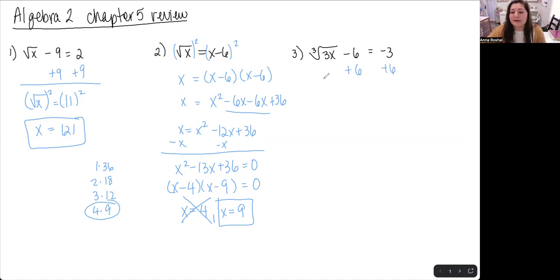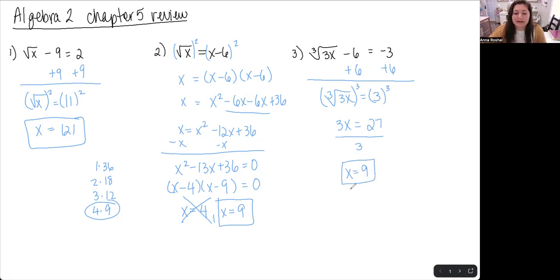Again, same business. I'm going to go ahead and add. I now have the cube root of 3x equals 3. Instead of having the cube root, I'm going to cube it on both sides. So I'm going to end up with 3x equals 27. Divide both sides by 3, x equals 9. Again, same business, not anything crazy. We're going to do 9 times 3 is 27. Cube root of 27 is 3. 3 minus 6 is negative 3. We're good.